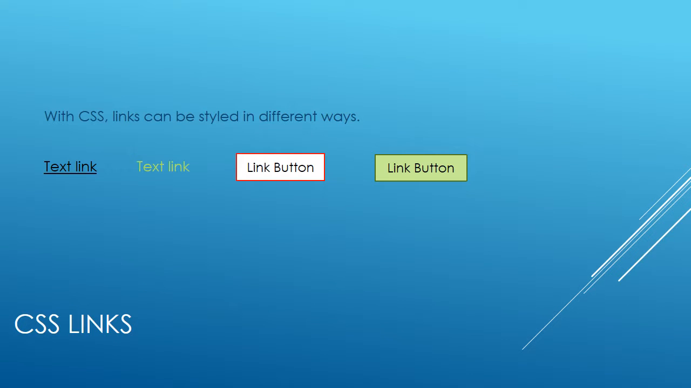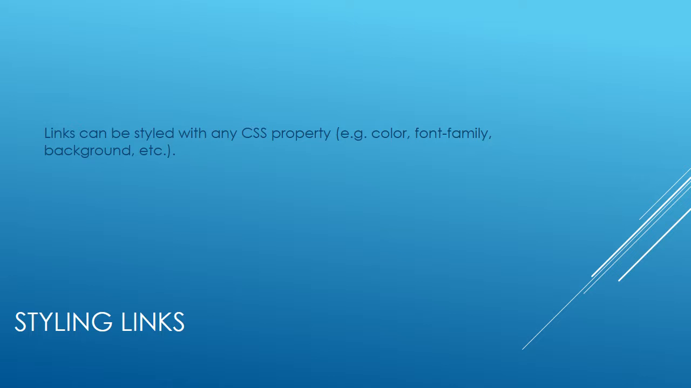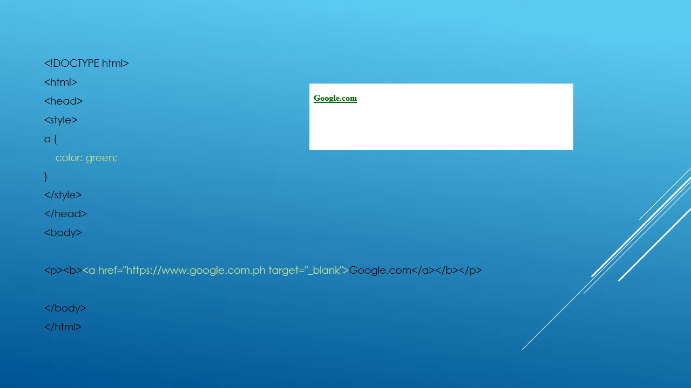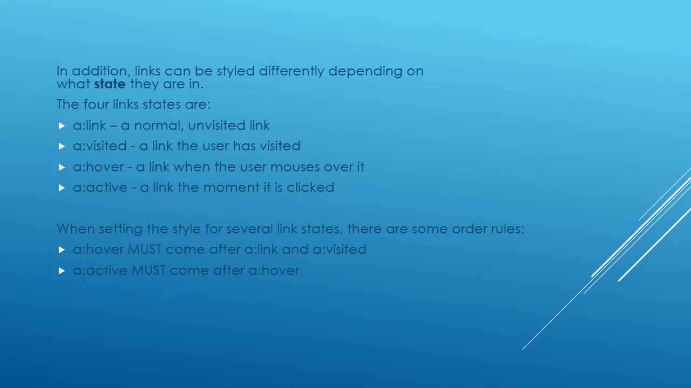CSS links. With CSS, links can be styled in different ways. Links can be styled with any CSS property, for example color, font family, background, etc. Example of styling links. In addition, links can be styled differently depending on what state they are in.